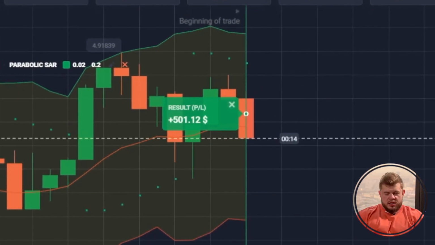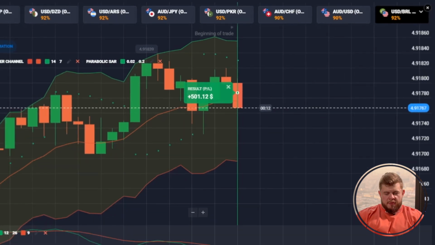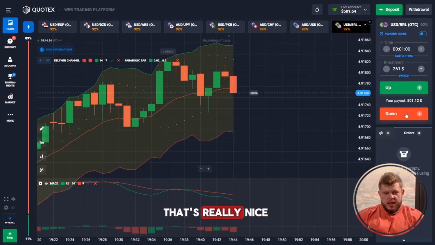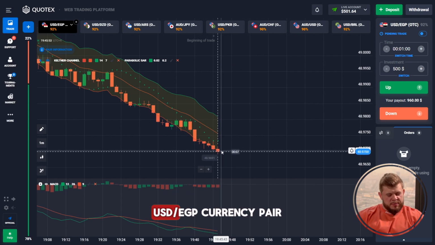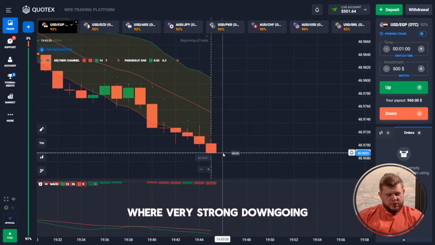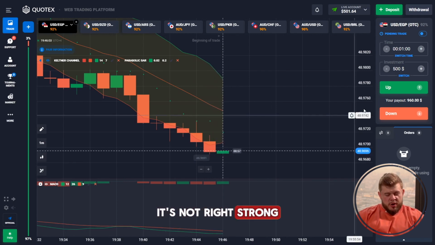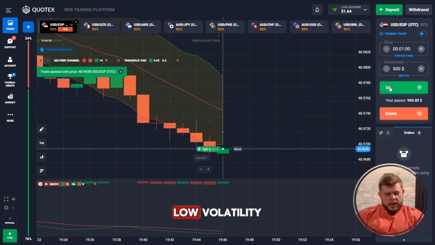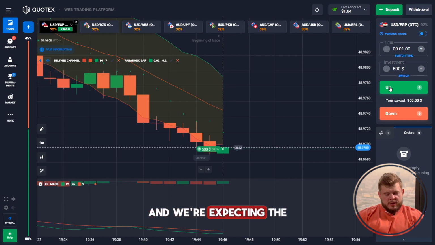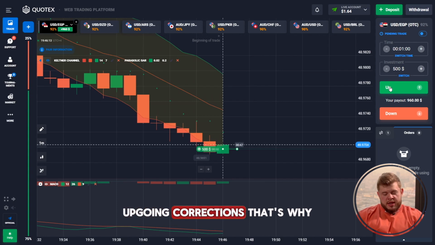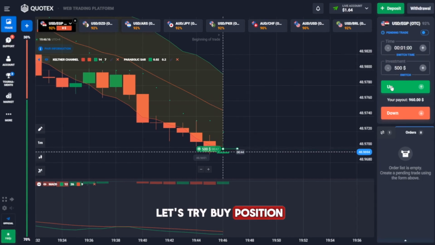Okay guys, so this trade was also profitable. We have $500 in the account. That's really good. That's really nice. Let's use the EGP currency pair. What do we have here? We have a very strong downgoing trend. However, it's not quite strong right now. We have very low volatility and we're expecting a possible pullback from that zone. An upgoing correction. That's why let's try a buy position.